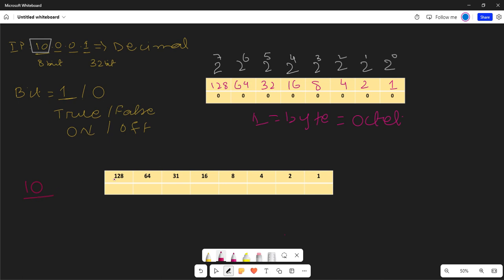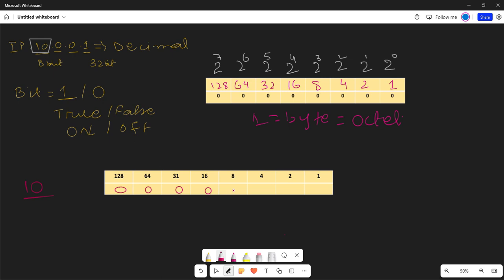Is 10 greater than 128? No. So it means it's false. I will say 0. Or I can also say I will make this bit off. So I am making the bit of 128 as off. Is 10 greater than 64? No. Make this bit off. I'm doing 0. Is 10 greater than 32? No. Make this off. 16? No. Make this off. 8?